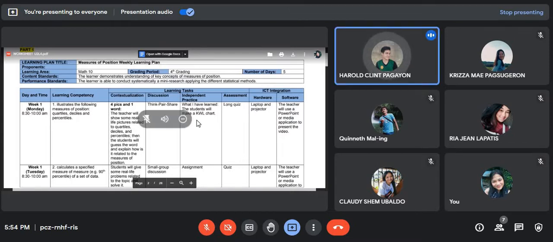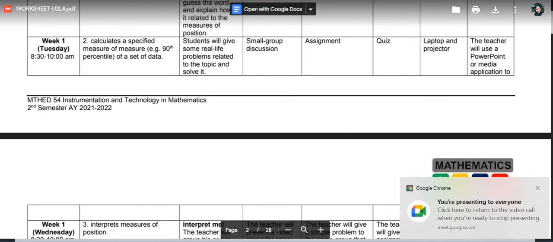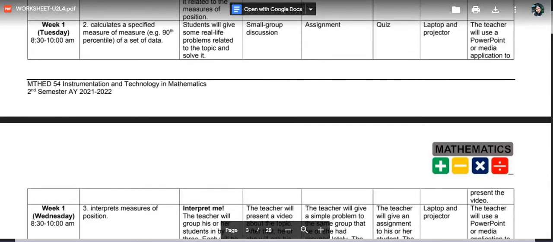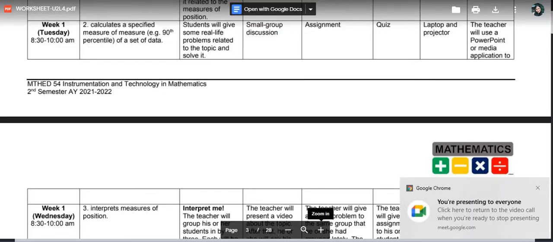So on the next day, the students will be able to learn how to calculate a specified measure of position. So for the contextualization of the said competency, the students will give some real life problems related to the topic and solve it. Then for further understanding of the said topic, the students will have a small group discussion. Then, for the independent practice, the teacher will give an assignment to them. Then, for assessment, they will have a short quiz.